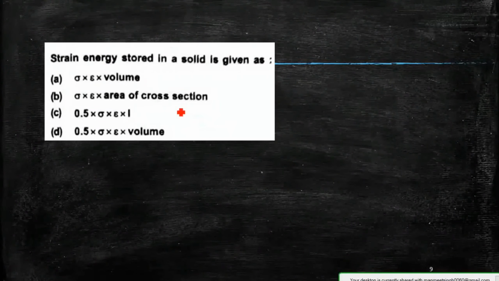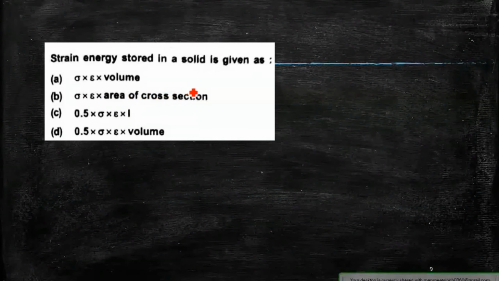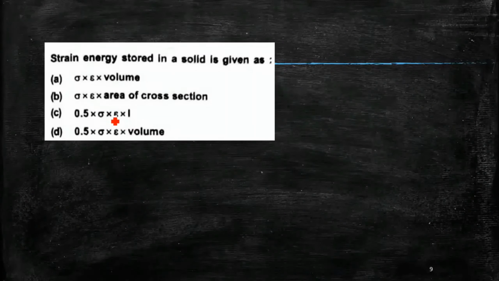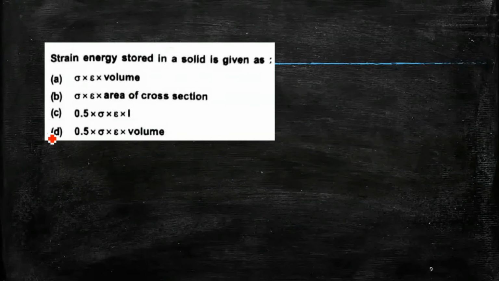Moving to the next question, we have: strain energy stored in a solid is given as, option A, stress into strain into volume; option B, stress into strain into area of the cross section; option C, half stress into strain into length; and option D, half stress into strain into volume. So the correct answer is option D.